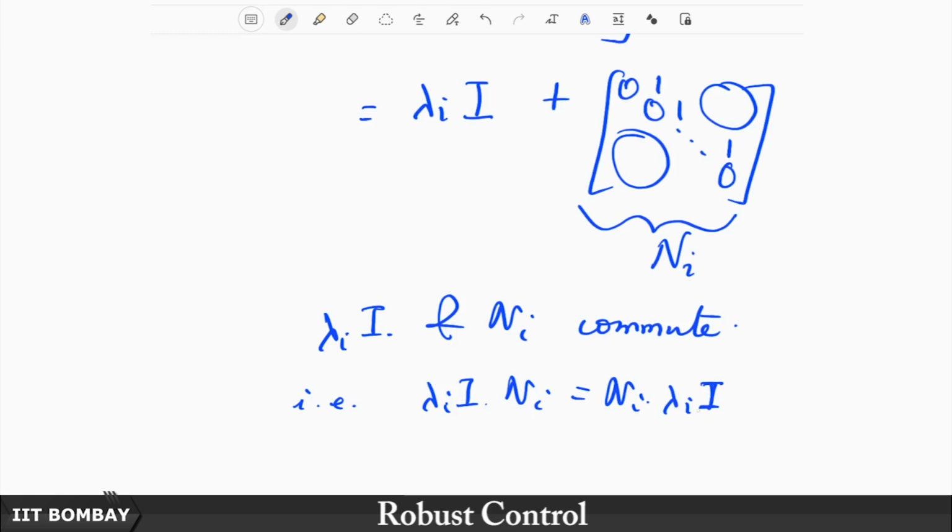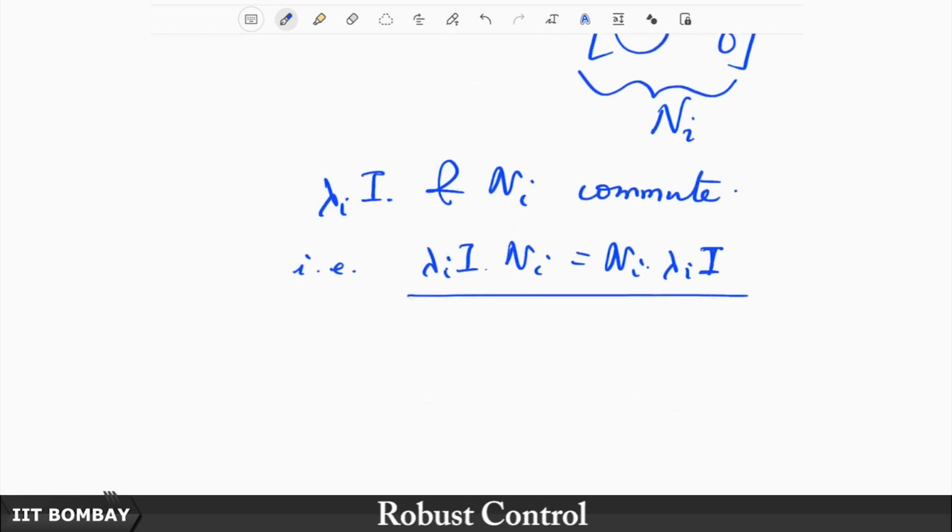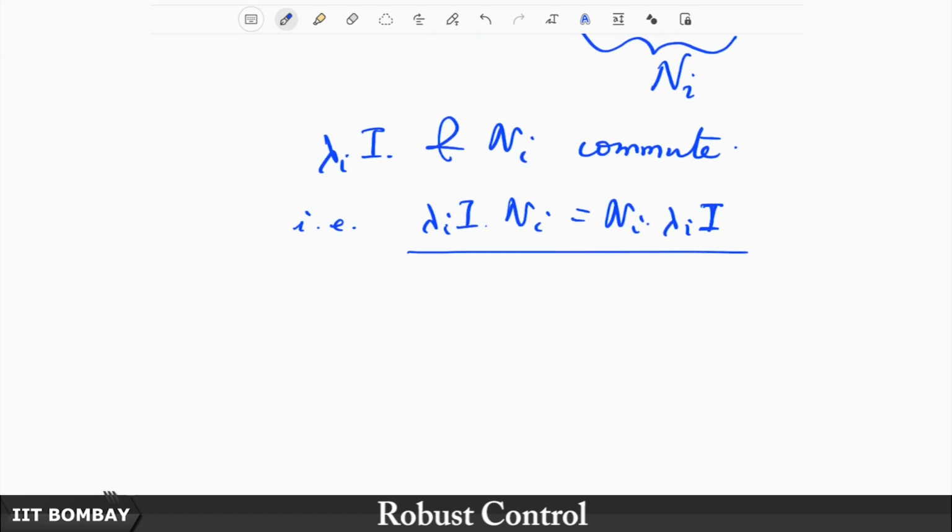The reason is obvious, lambda is just a scalar. So, multiplication of a matrix with a scalar is commutative, and the identity is after all just the identity, whether you post multiply by an identity or pre multiply by an identity to a square matrix, it just returns the same result, right. So, this is evident, straightforward to check. But what does that imply?